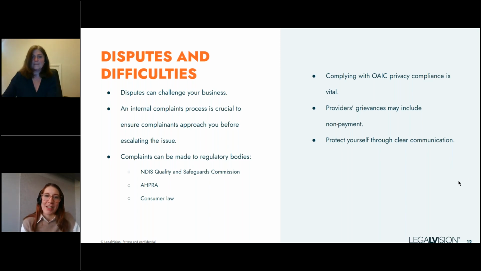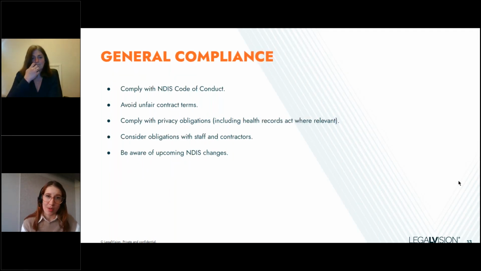Thanks, Astrid. So a couple of considerations in terms of our general compliance across the board. Now, as we stated, the NDIS Code of Conduct is quite pivotal and sets out your obligations regarding service provision. So it's absolutely essential to familiarise yourself with the code and ensure that you provide your services in accordance with it and all applicable NDIS regulations.